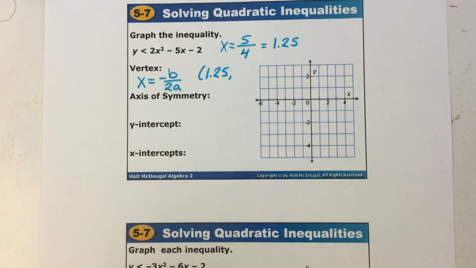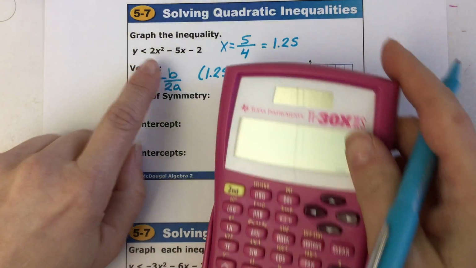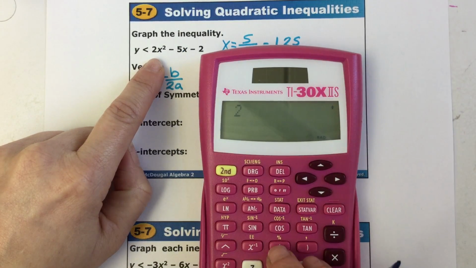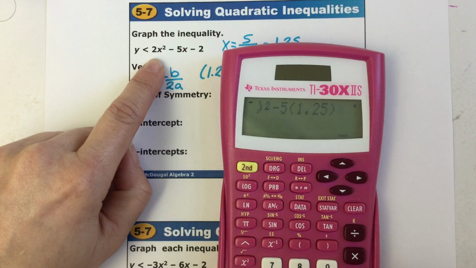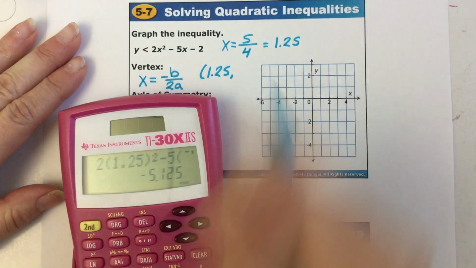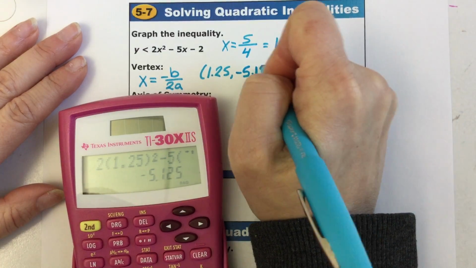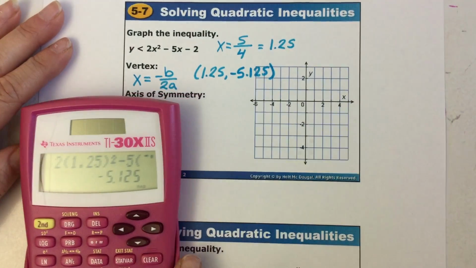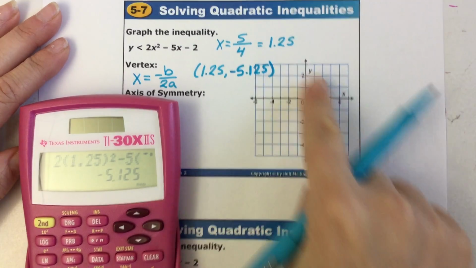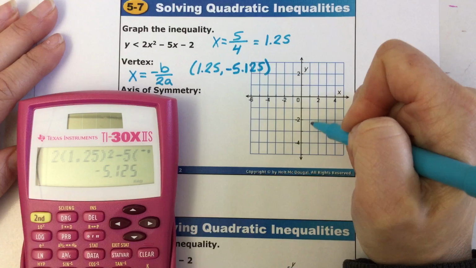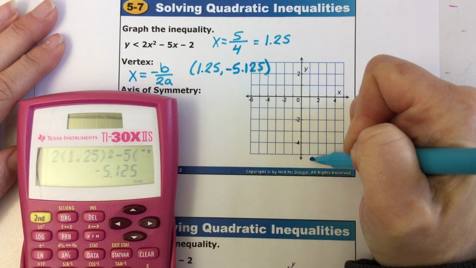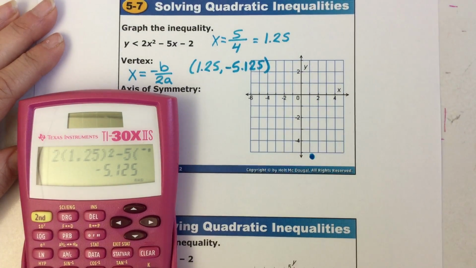Now to find the y value for the vertex, I need to fill it into the original. So 2 times x, which is 1.25 quantity squared, minus 5 times x, which is 1.25, minus 2. I end up with negative 5.125. So that is going to be the center point. This time, notice everything is going by ones. So I go to the right 1 1/4, down 5 and a little bit. So it's just off the graph, but that is totally okay.